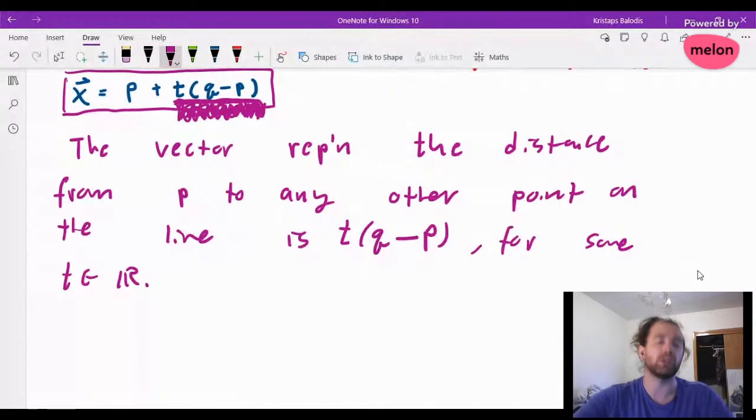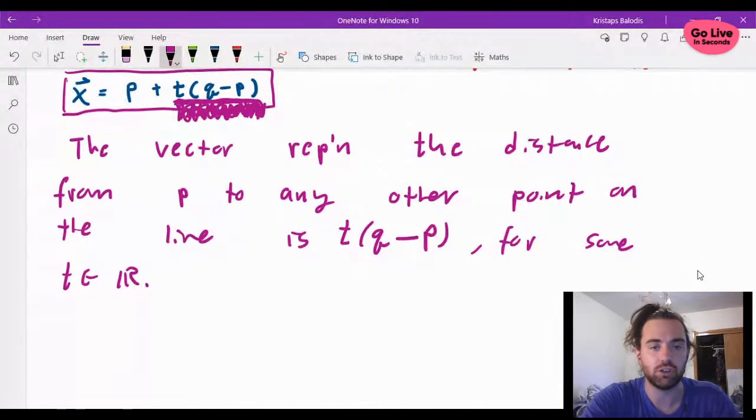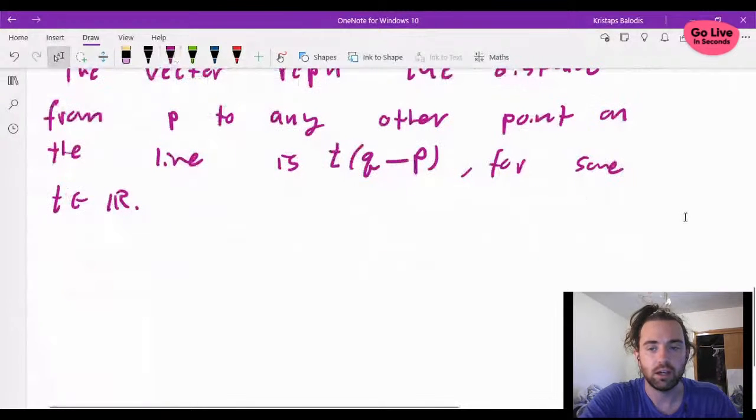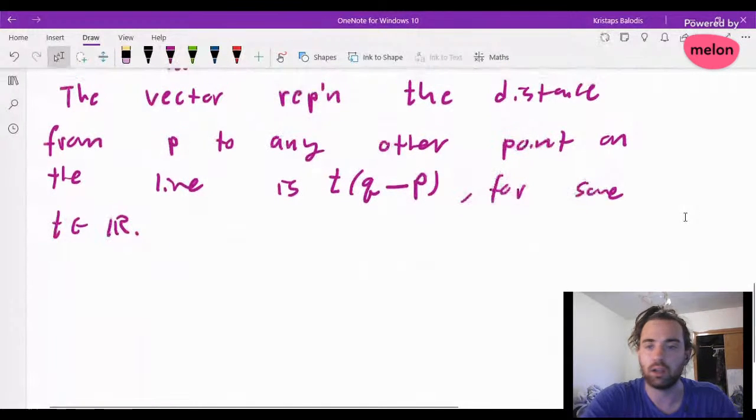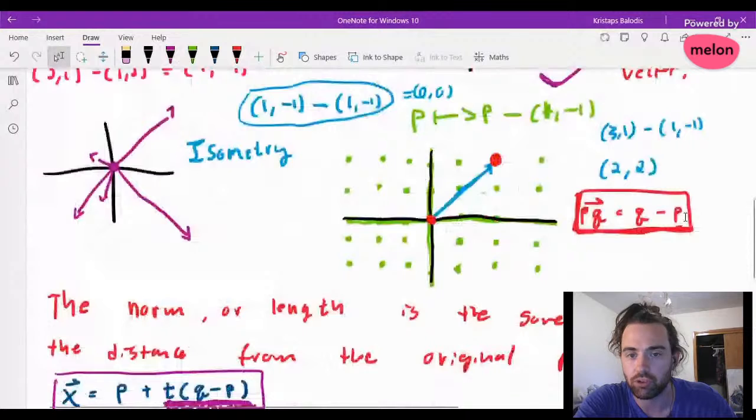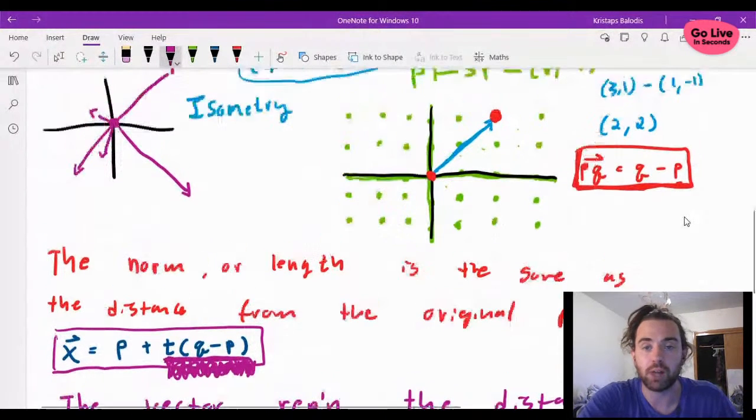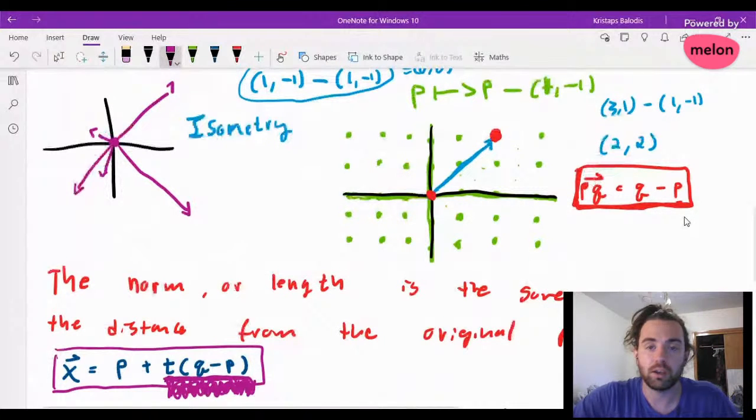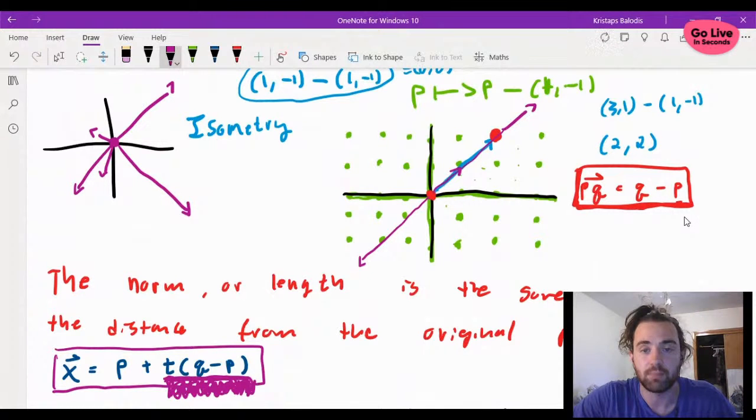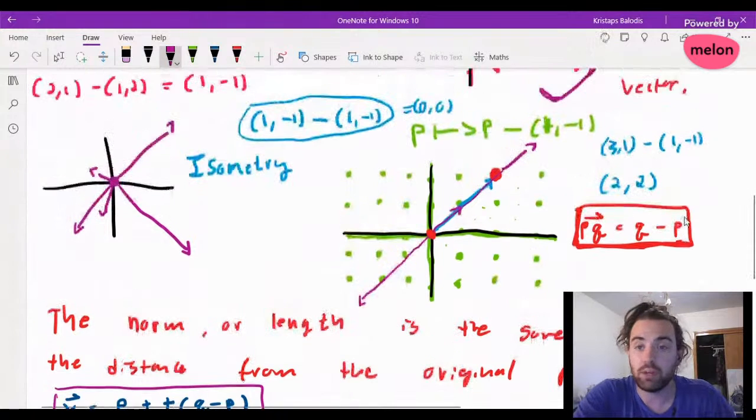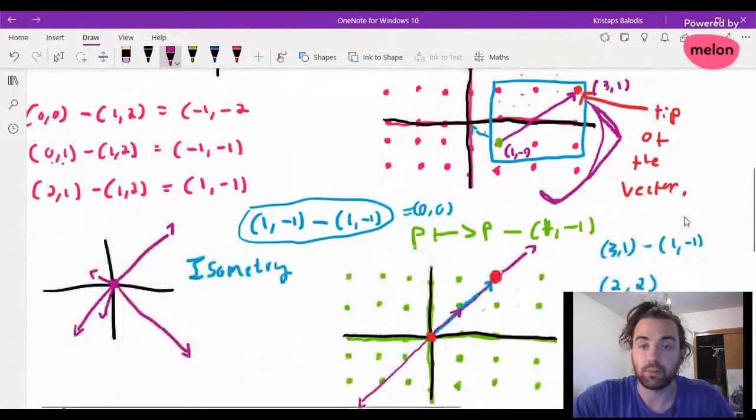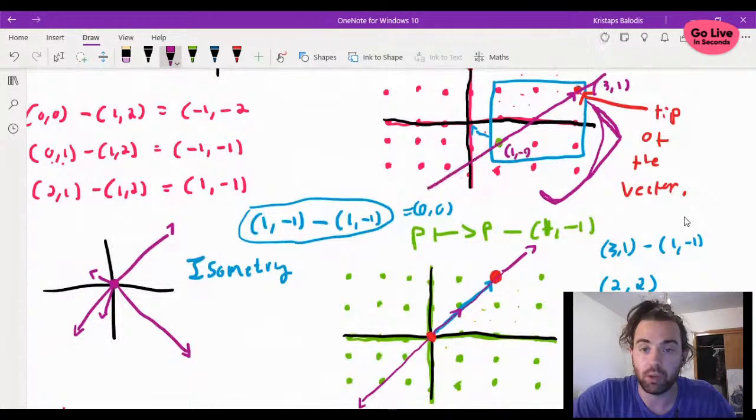But we've shifted to the origin. Maybe I should just use this picture up here. We've shifted this to the origin. So if I multiply by t, I'm going to get some longer line or some shorter line, or maybe a line going in the other direction. What I need to do is get back to my original line. My original line was down here, passing through these points.